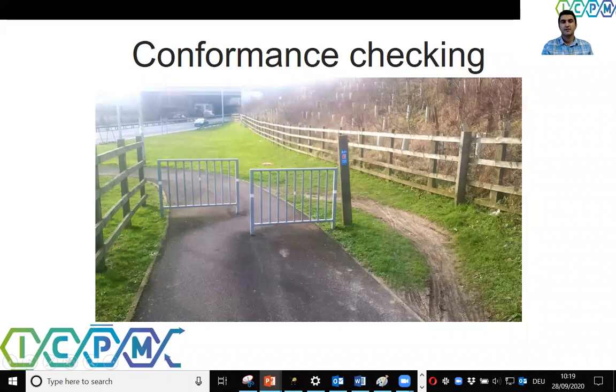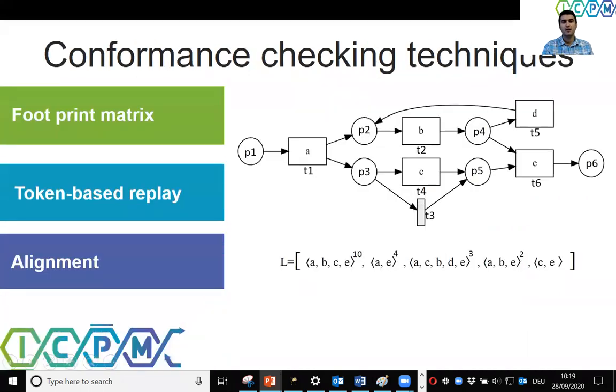Conformance checking is one of the main subfields of process mining. By conformance checking, we aim to detect how real event data deviate from the designed or sometimes discovered process models. For doing conformance checking, we usually assume that we have a process model and an event log.